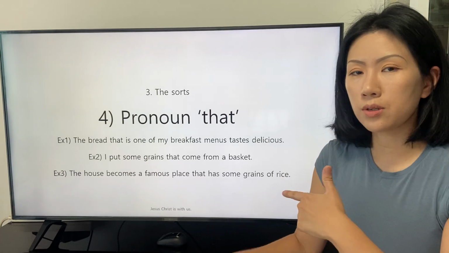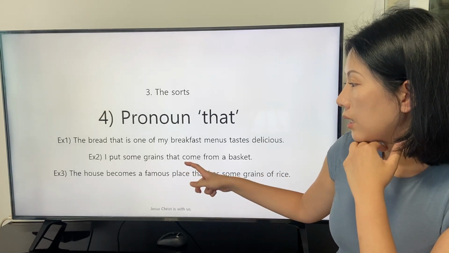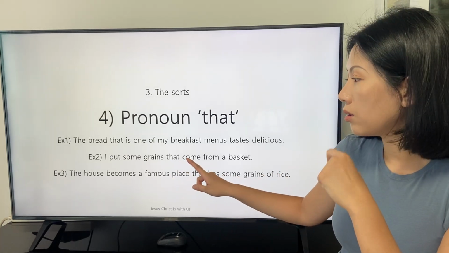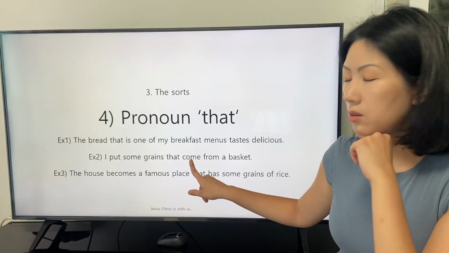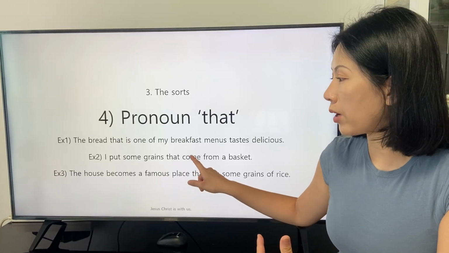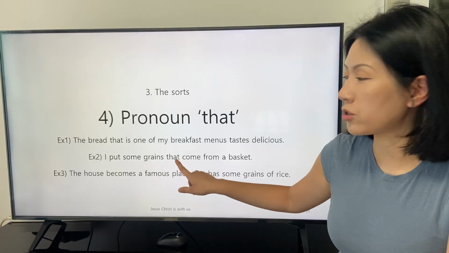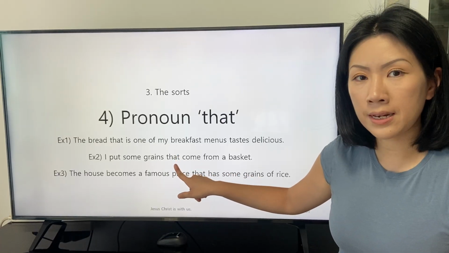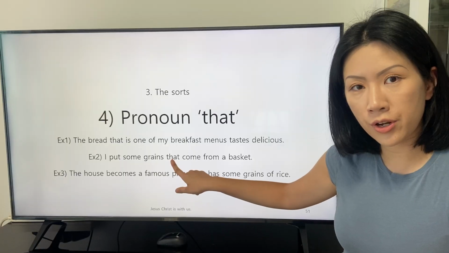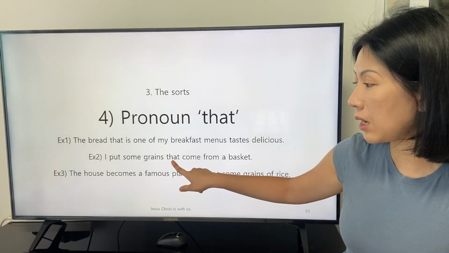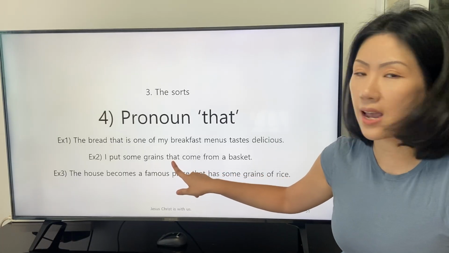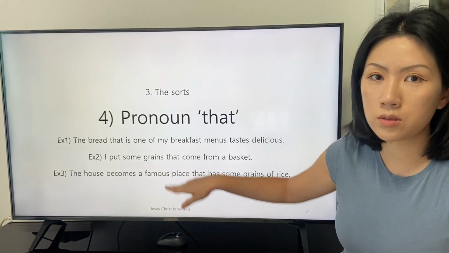Let's look into the subordinate clause. We find that the intransitive verb come describes the related pronoun, the subordinating conjunction that. So we find that the subordinating conjunction that, as the related pronoun, is the subject in the subordinate clause.